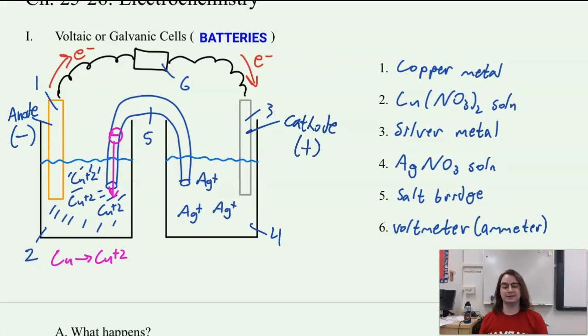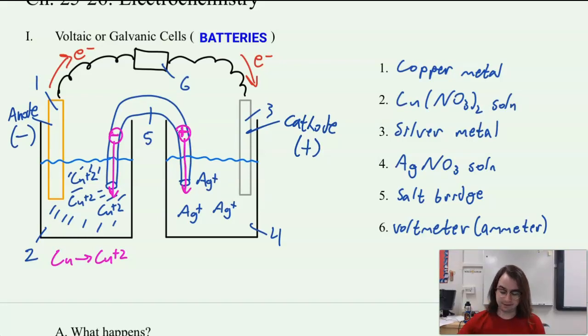The way that makes it easy to remember is that cathode kind of sounds like cation, and cations are positive. Or there's a T in cathode, and T's kind of look like pluses, so the cathode is positive in a voltaic cell. So just keep that in mind. Now again, through the salt bridge, we are going to take positive ions, and those positive ions are going to flow through the salt bridge.